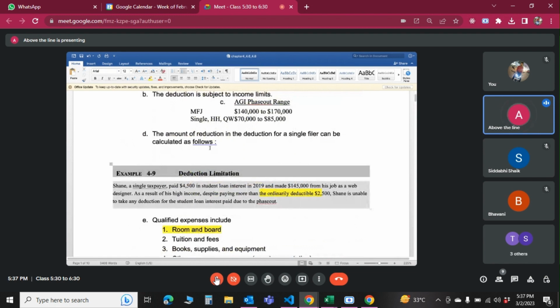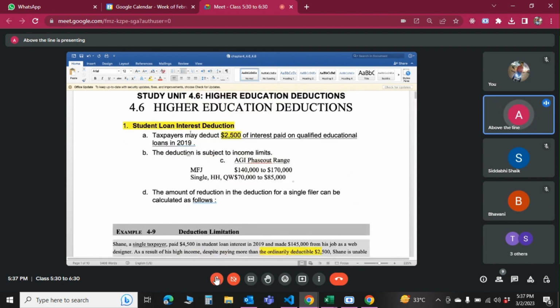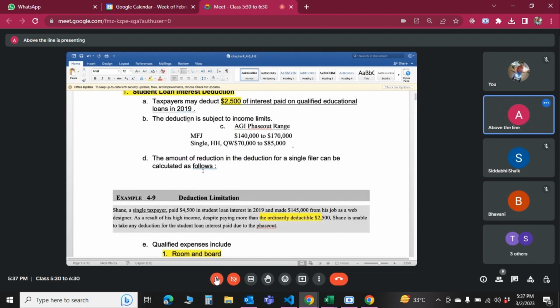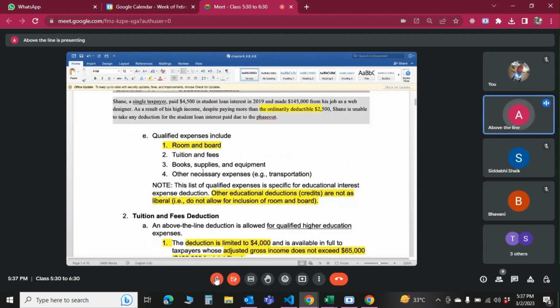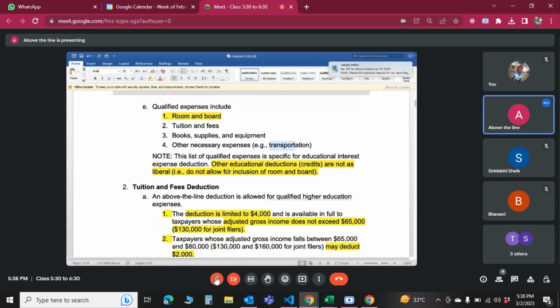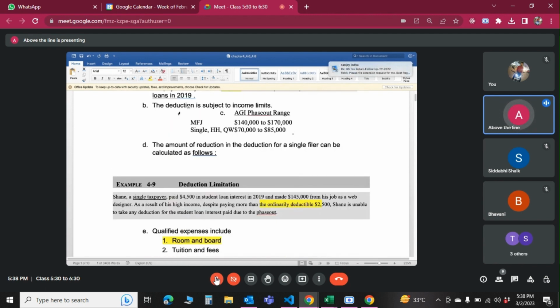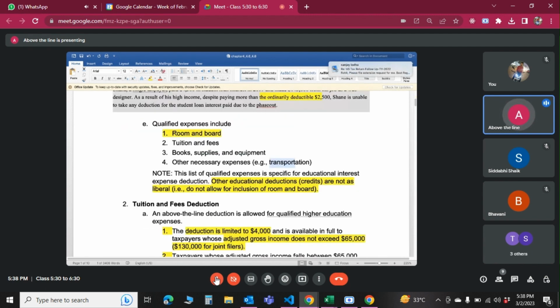So, this is about interest deduction, the student loan interest. Now, obviously the loan or educational expenses have to be used for the correct expenses. And what they're saying is the qualified expenses that can be included are room, board, tuition fees, and all other necessary expenses, even including transportation. So this is only for loan interest deduction. But usually room and board are not included if you just go with tuition fees.